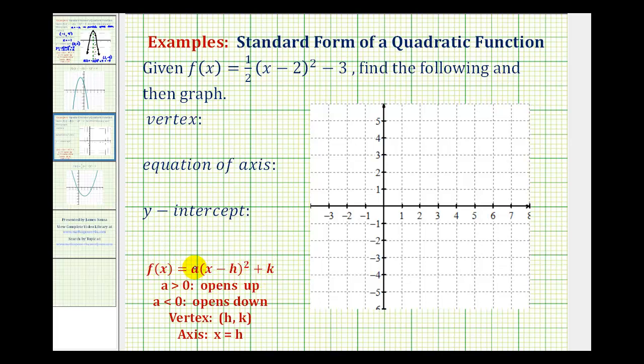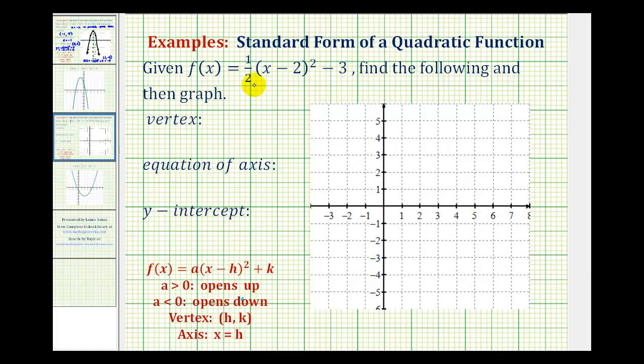If a is positive, the parabola opens up. If a is negative, the parabola opens down. The coordinates of the vertex will be (h, k), but we do have to be careful about the signs. Notice it's in the form of x minus h when the x-coordinate is h, and we have plus k when the y-coordinate is k. And if we know the vertex has coordinates (h, k), the equation of the axis of symmetry will be x equals h.